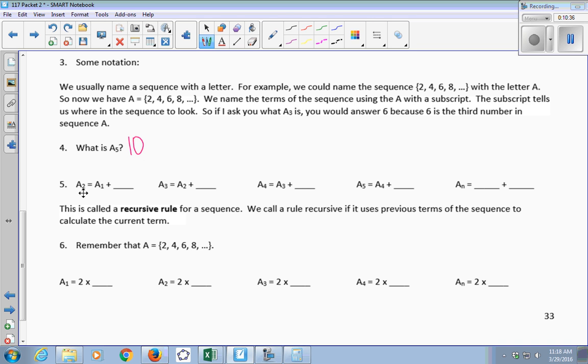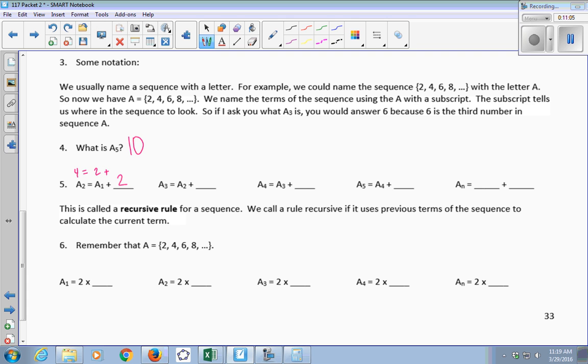So if I wanted to calculate A2, what's A2? 4, right? That's equal to A1, which is what? 2 plus what? How much do I have to add to 2 to make 4? 2. So I need a 2 there. I'm just going to put a 2 for now. It is also A1, but you'll see where I'm going with it in a second.